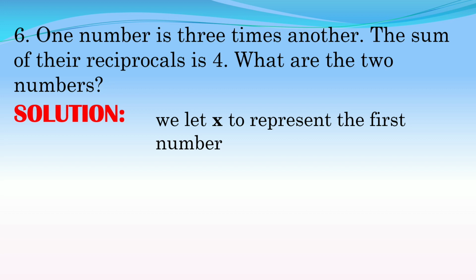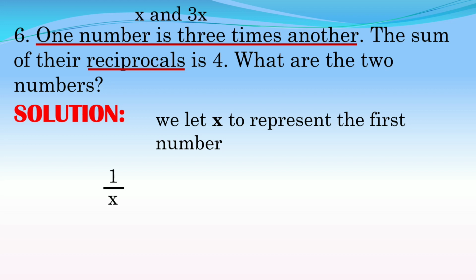So, we'll let x represent the first number. Since ang ating first number ay x, kaya na natin i-translate yung ating verbal phrase na one number is 3 times another. So, ibig sabihin, tinutukoy dyan ay x and 3x. And then, sa ating problem, the sum of the reciprocals is 4. So, kukunin natin yung reciprocal ni x tsaka ni 3x. So, it will become 1 over x plus 1 over 3x is equal to 4.